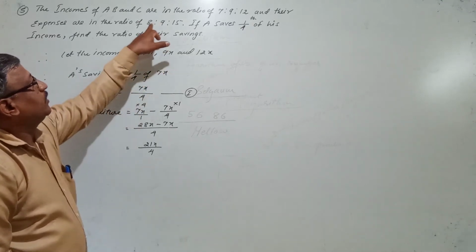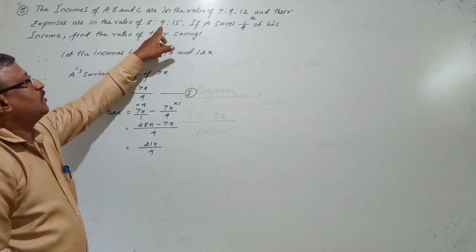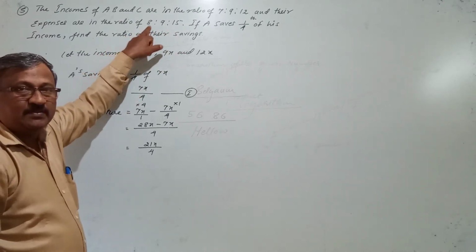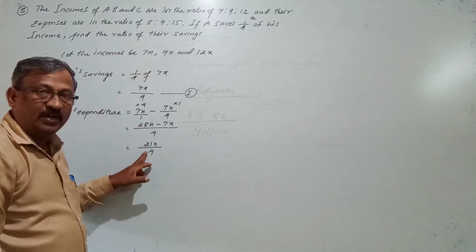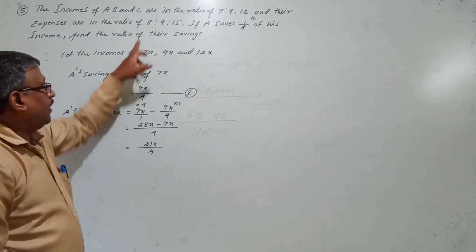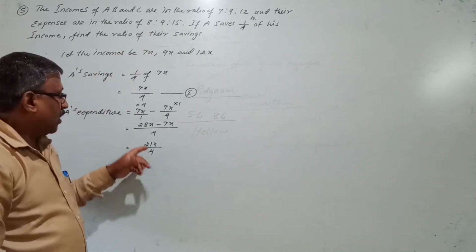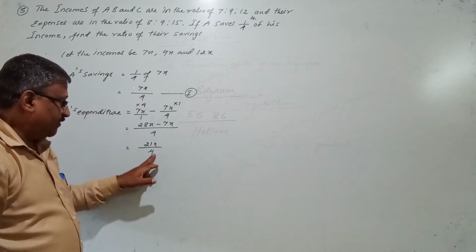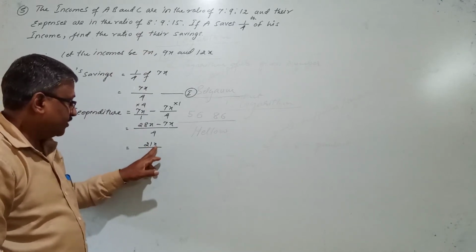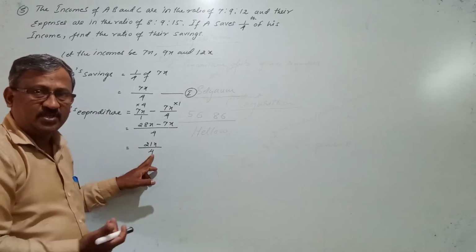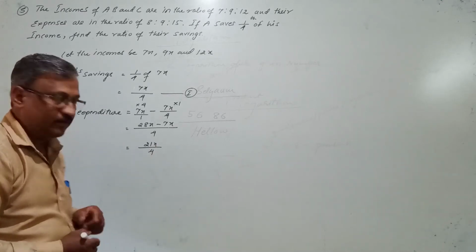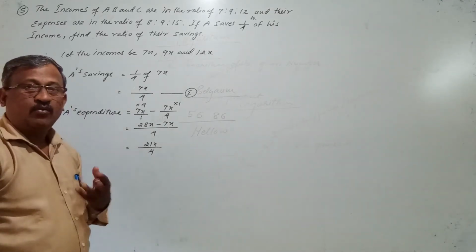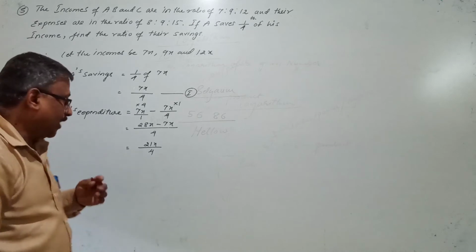In the problem they have given the ratio of expenditure, it is in the ratio of 8:9:15. So A's expenditure is how much? 8 times. A spends 8 times. 8 times means 21x divided by 4. So if A spends 21x divided by 4, I want to know how much B spends. That we can find out very easily. Now we know A's expenditure. Now I want to calculate B's expenditure.